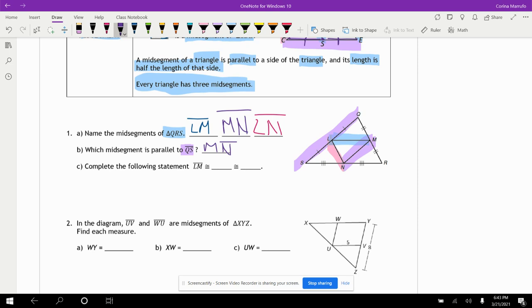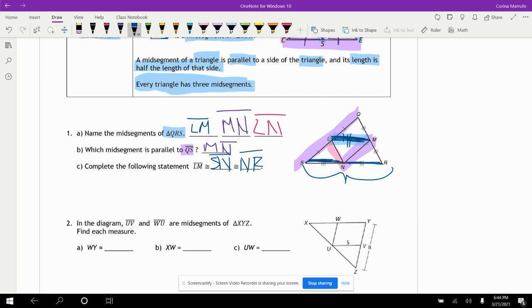Okay, then it says complete the following statement from L to M. So let me go ahead and find LM. This is LM. LM should be the same as from S to N and from N to R. Because remember, this side right here is always double its size, okay? The whole thing's double its size, but that means this piece should be the same as this piece and also this piece. I'm going to put 3 little tally marks here. So LM, SN, and NR.